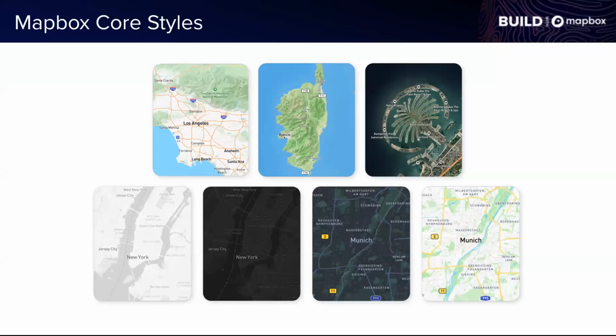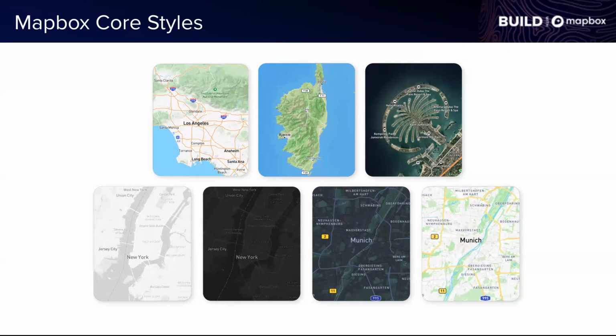So what are the Mapbox core styles? Going from top left to bottom right, we have Mapbox Streets, which is our general use case based map style. It really tries to strike a nice balance of maintaining the road network for navigation while also making it easy to search for points of interest, and also just having a nice general beautiful aesthetic for overlaying any sorts of data on top of that information.